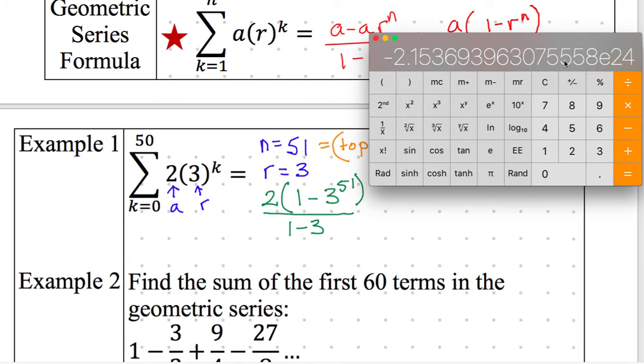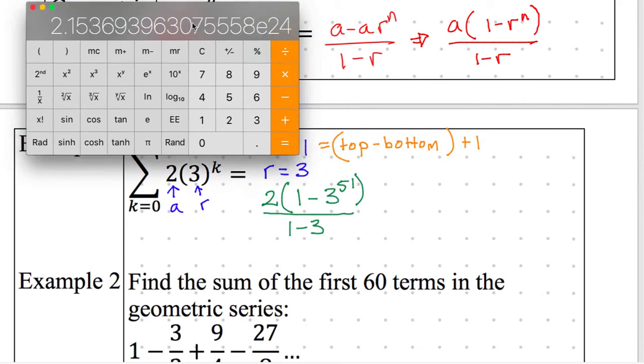What does this mean? It means there's a 10 to the power of 24 times all of that. It's basically like a -2 with 24 zeros after it. It's a giant negative number. So that is the inside of the parentheses. I'm going to multiply that by 2. Now I have 24 zeros after the 4. And then divided by -2. Divide it by 2, make it negative. There's our answer.